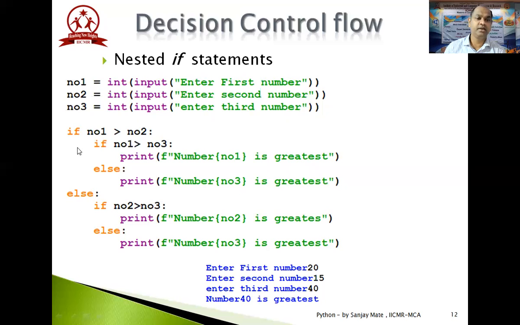So here I am writing again if inside the if. This is indented. Number 1 is greater than 3? Yes. Number 1 is greater than 2 also, and 3 also. So number 1 is greater. Else number 3 is greater. This is the if else inside this if. In the same way I can write if else inside this if also. So this is the case. In this way you can write if else within the if else.